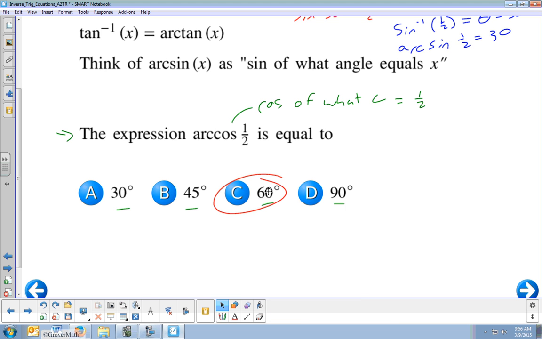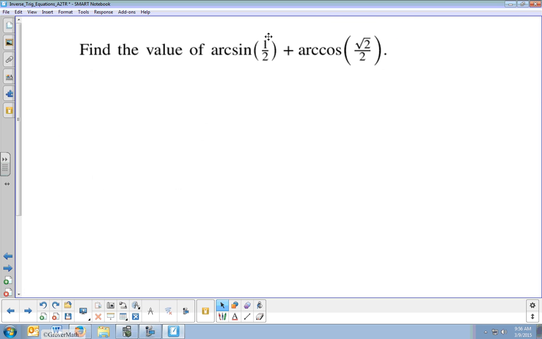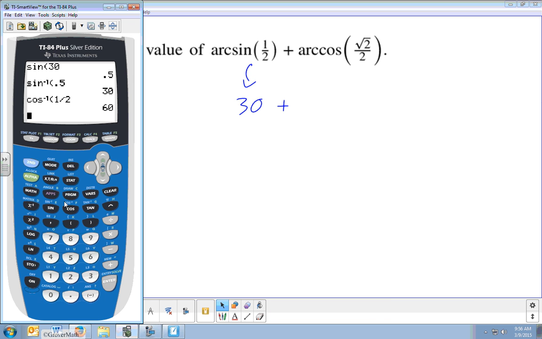But let's try a couple more examples. Find the value of arc sine 1/2 plus arc cos rad 2 over 2. Now we know we can't really type this all in at once. Well, maybe you can, this one you probably could, but I think it's better to do it piece by piece. What is arc sine 1/2? When is sine a half? The answer is 30. If you don't know that, you just do second sine 1/2 in your calculator, and it will tell you 30.